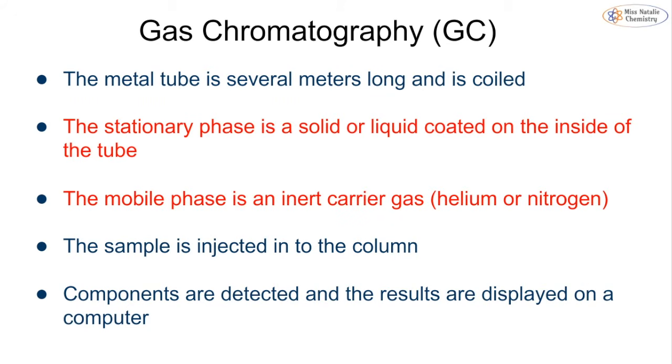So, as I said, the metal tube is generally several meters long and it's coiled, and this just gives us an increased surface area. The stationary phase is a solid or liquid that's coated on the inside of the tube, and that can vary depending on what type of GC spectrometer you have. The mobile phase, as I said, is an inert carrier gas, so that's typically helium or nitrogen that will allow it to then pass through the column. We get the sample being injected in at the top, the components are detected once they're separated, and then we get our results displaying on a computer.